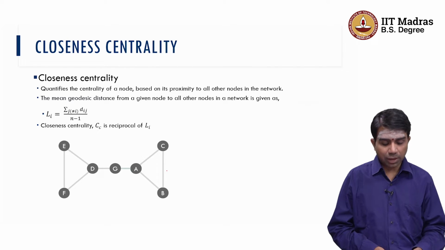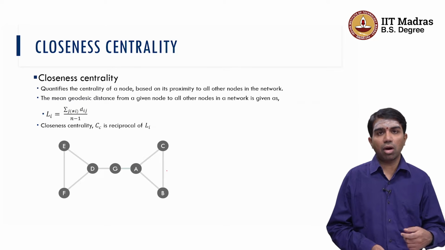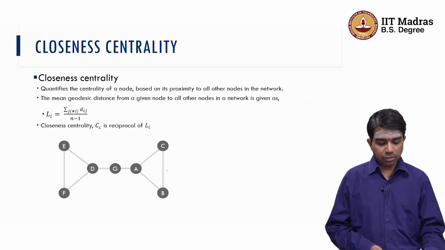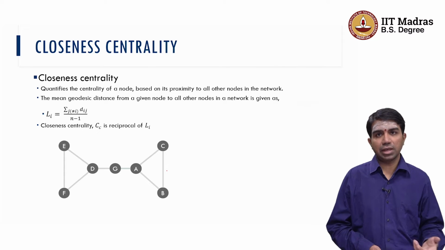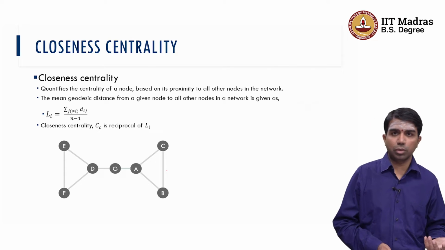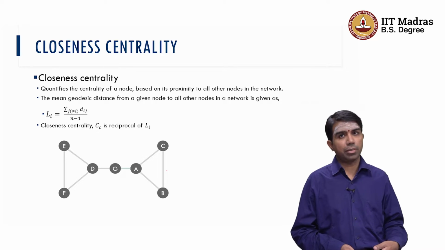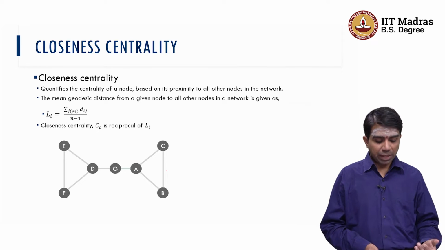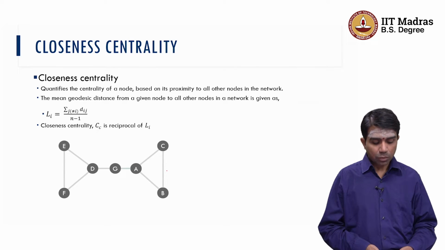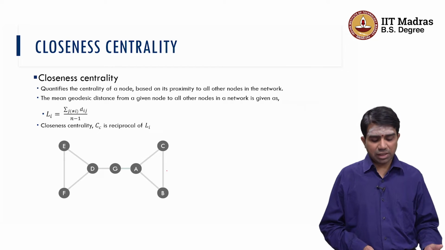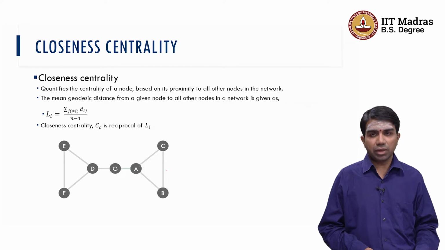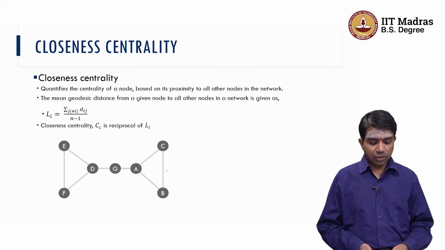Looking at the formula, it says sigma Dij over all nodes except itself, whose distance is anyway going to be 0. So you do not include it in the numerator and you also do not include it in the denominator. You divide by n minus 1. This obviously makes sense for a connected graph. Otherwise, you will have an infinity that will obscure things.